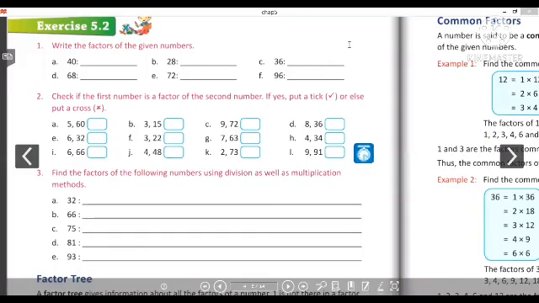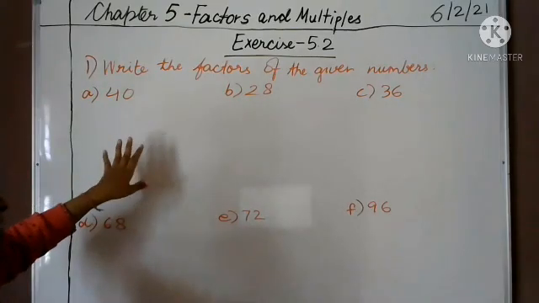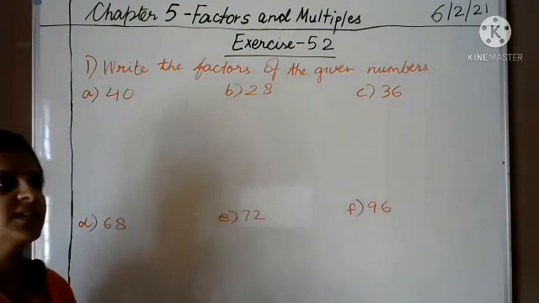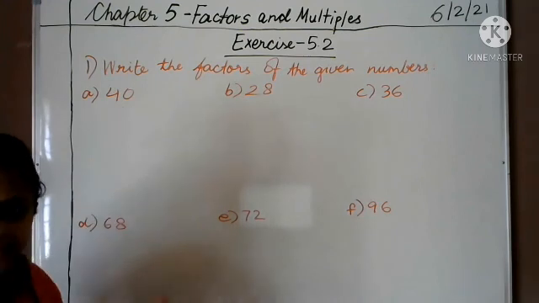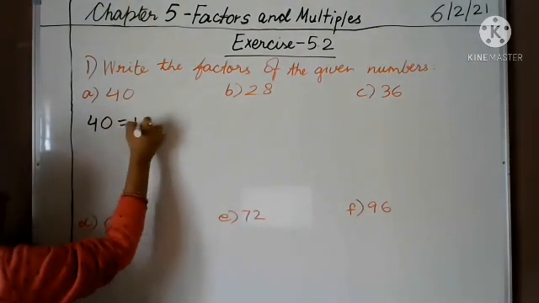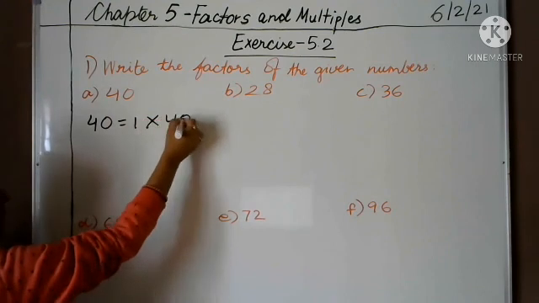Fine. So next we have exercise 5.2, where question number 1 says that we need to write the factors of the given numbers. So we will solve these questions on the board. So this is question number 1. We need to write down the factors. So what do we have to do? First we have to write the numbers in whose table these come, right? So 40 is equal to 1 and 40, no doubt.